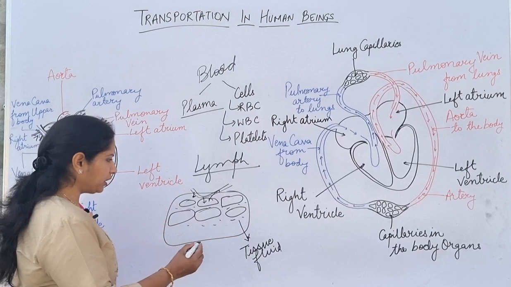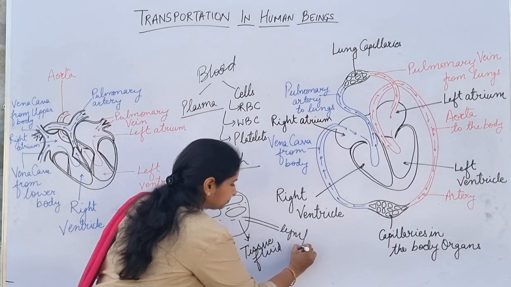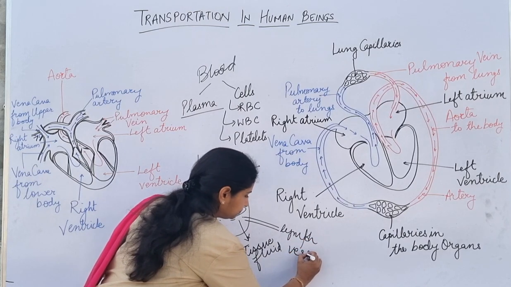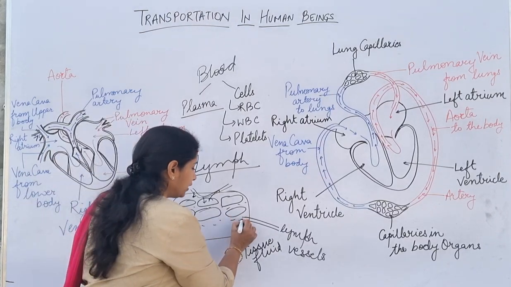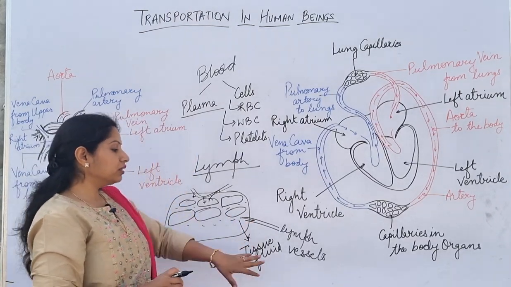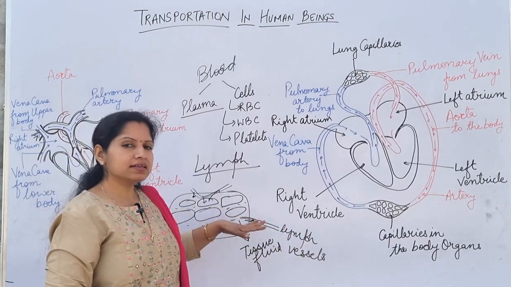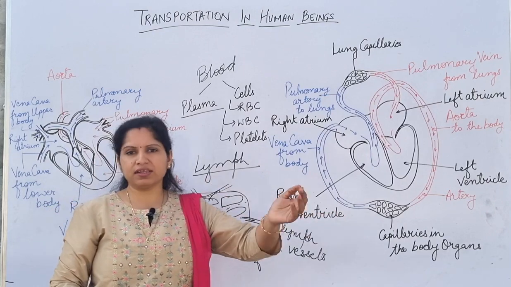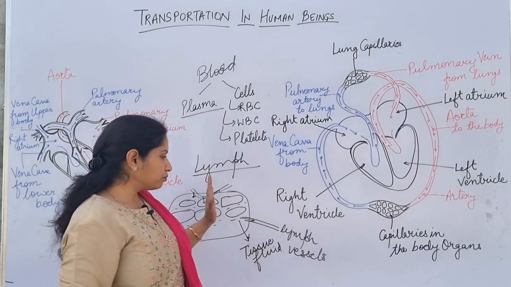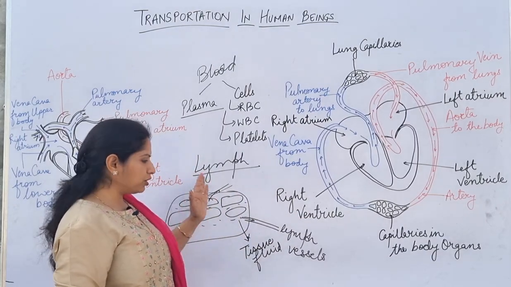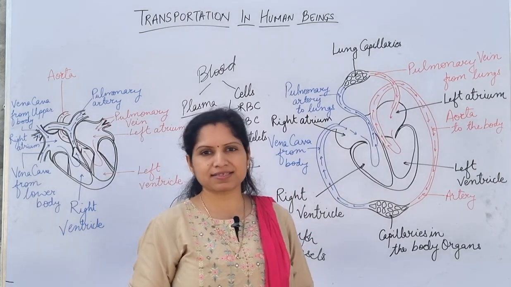So where will it be going? It will be going to some lymph vessels. This fluid, this tissue fluid, will be going from this space to the lymph vessels. And these lymph vessels will be sending this tissue fluid into the veins only. So it will enter the main circulation through that. Okay. So the tissue fluid will be going to lymph vessels. From lymph vessels, it will be going back into the veins.